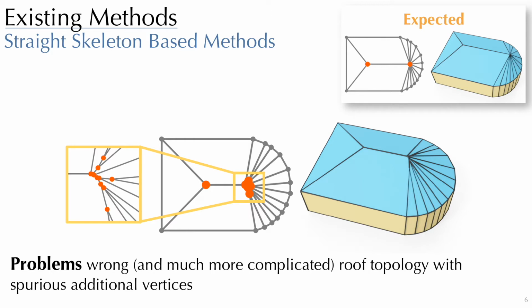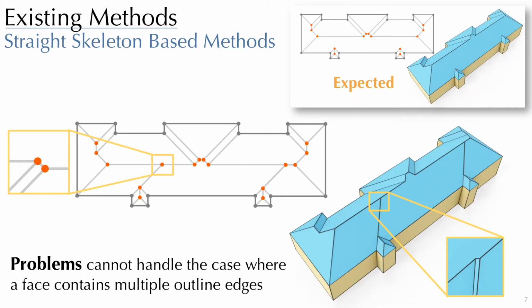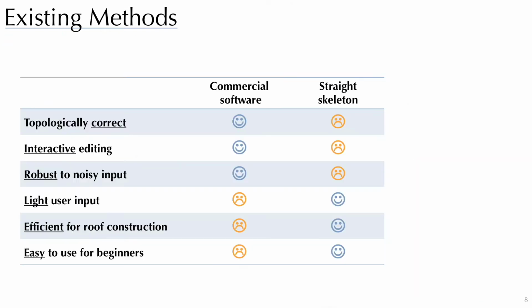For example, since the roof topology and the roof embedding are solved at the same time, the constructed roof can have topology that is inconsistent with the input image or that is undesirable. Here we show one such example. The expected roof only has 2 roof vertices colored in red, but the roof constructed by the straight skeleton can lead to more than 10 roof vertices. Another limitation is that it cannot handle the case where a face contains multiple outline edges. This is because by assumption, there is an independent roof face stemming from each outline edge.